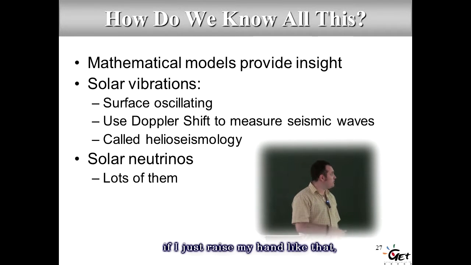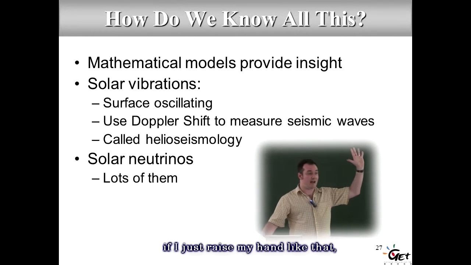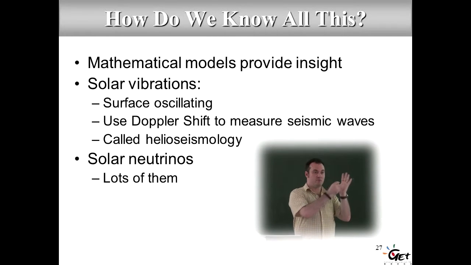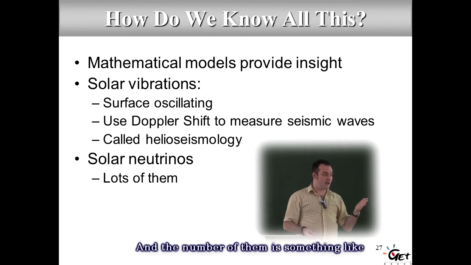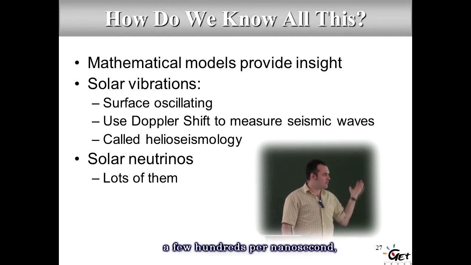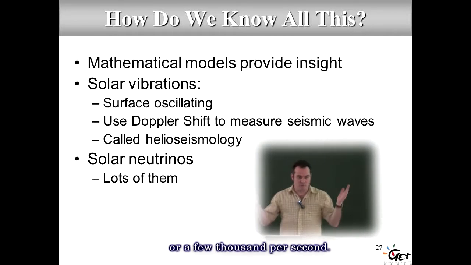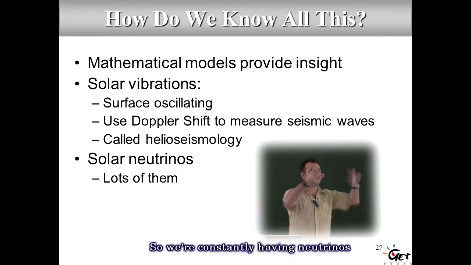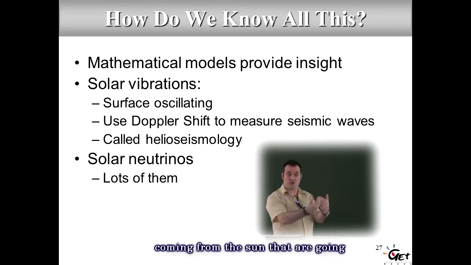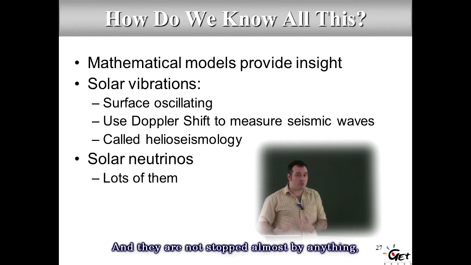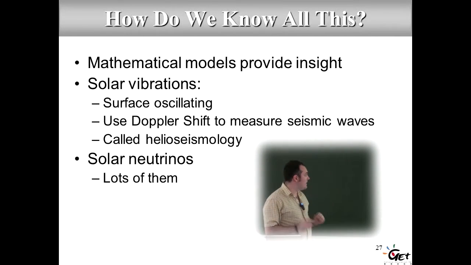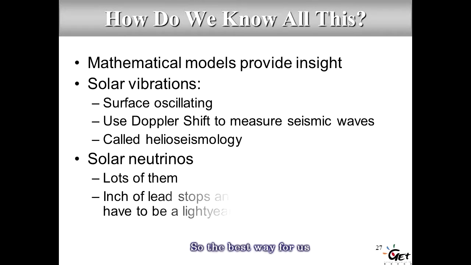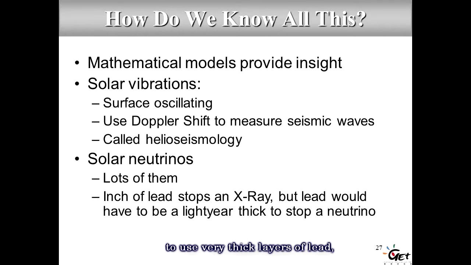On Earth, if I just raise my hand like that, I constantly have neutrinos going through my hand, coming from the sun, and the number of them is something like a few thousand per second. So we constantly have this flux of neutrinos coming from the sun going across ourselves, and they are almost not stopped by anything because they have such a tiny mass. So the best way for us to stop them is to use very thick layers of lead, for instance.